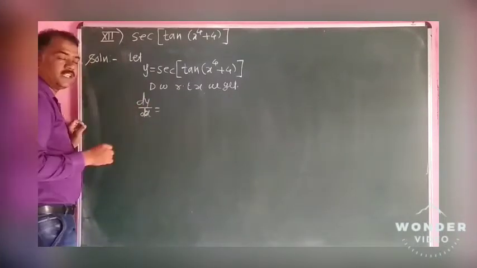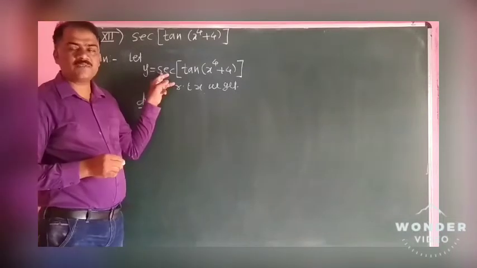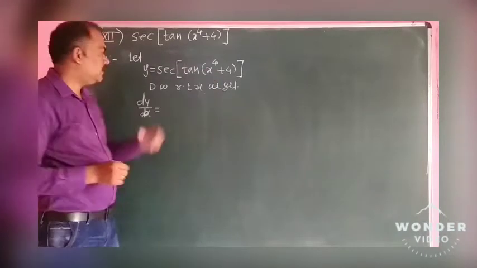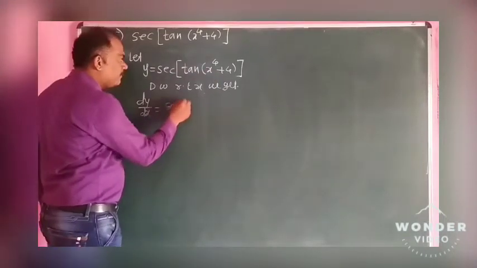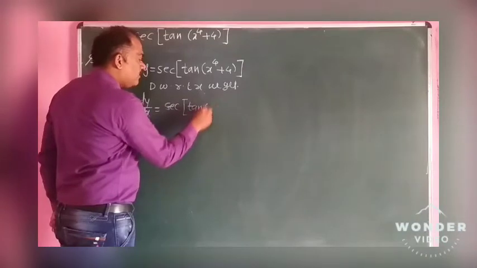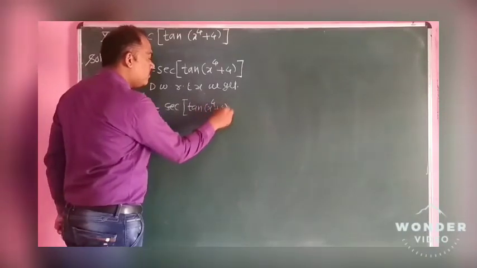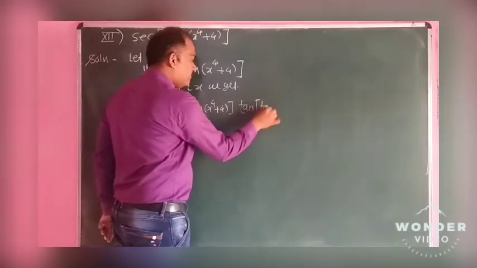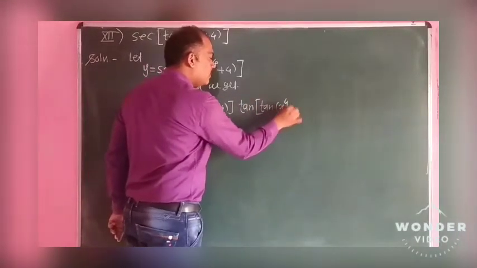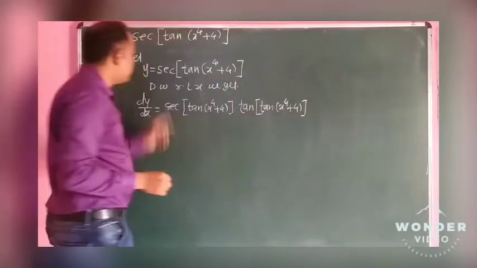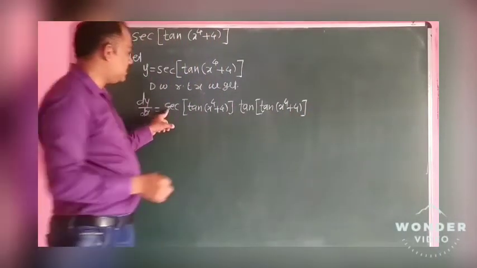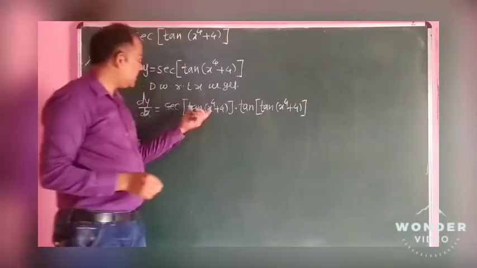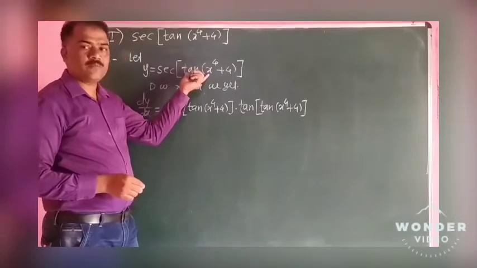First of all, we have to take the derivative of sec. The derivative of sec theta is sec theta into tan theta. What is the theta? This part is the theta. That is sec of tan of x raised to 4 plus 4 into tan of tan of x raised to 4 plus 4. Theta is the tan of x raised to 4 plus 4.